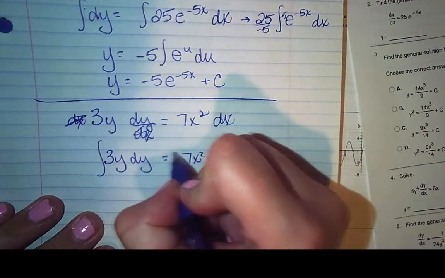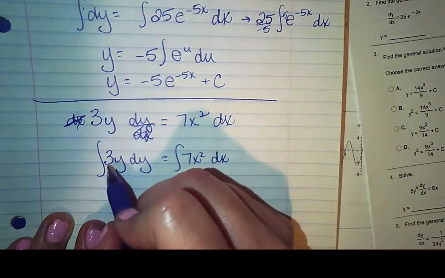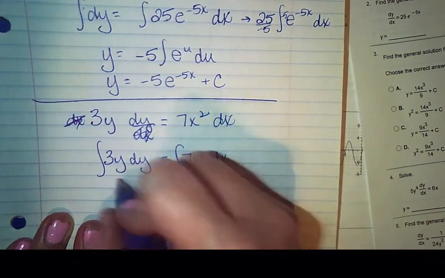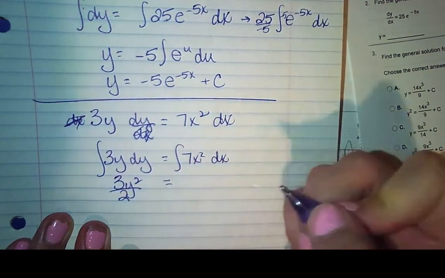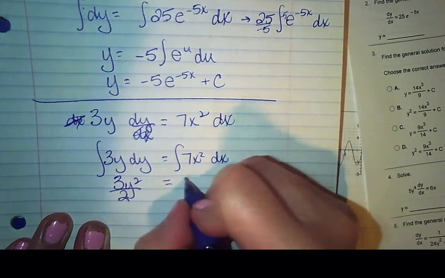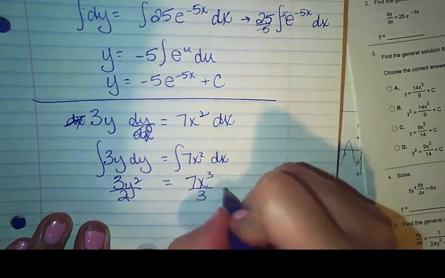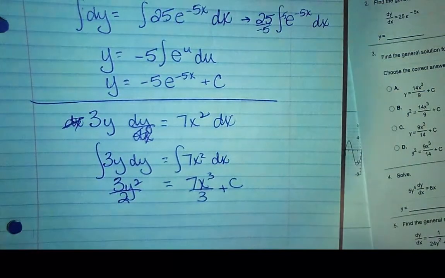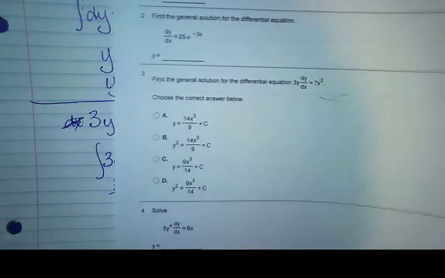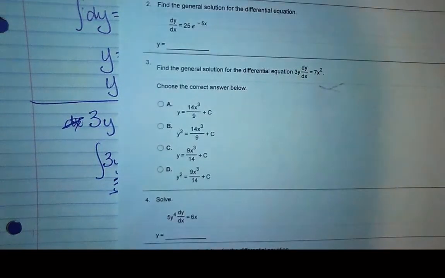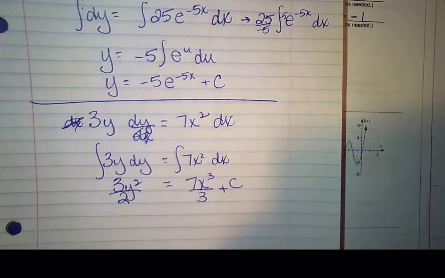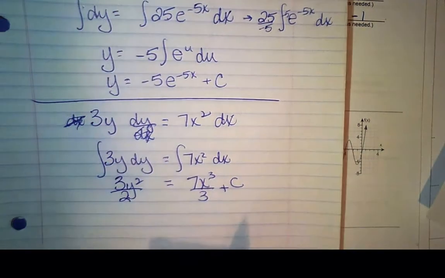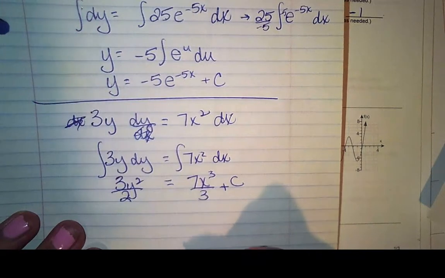Same process. I've got y's on the left, x's on the right, so I'm going to integrate both sides. This becomes 3y squared over 2 equals 7x to the third over 3 plus big C. Now you'll notice that you're doing multiple choice on this one, and you've got y's and y squareds and x's and 9's and 14's, all this kind of stuff. So all I need to do is get y by itself. The first thing I'm going to do is multiply both sides by 2.